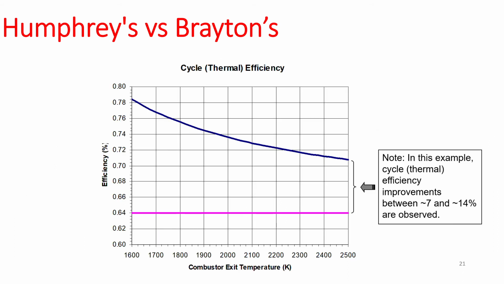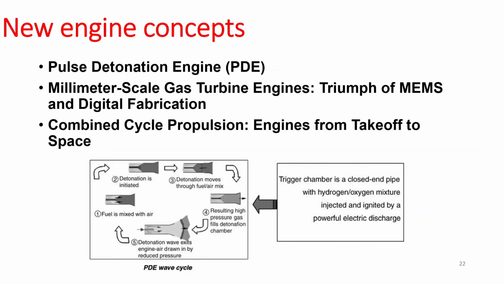Okay, and you can see the thermal efficiencies here, the differences in thermal efficiencies. You can see the thermal efficiency of the Humphrey cycle is higher. It goes down as you increase the combustor exit temperature, but even at around 2500 Kelvin, it is still higher than the regular Brayton cycle.